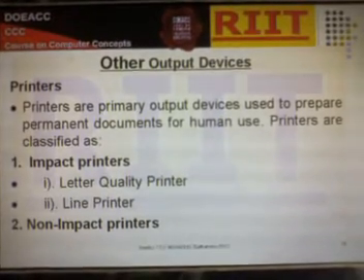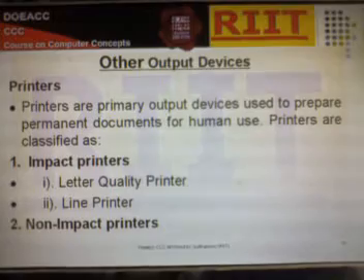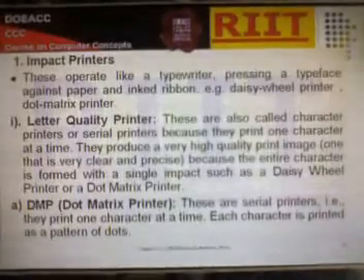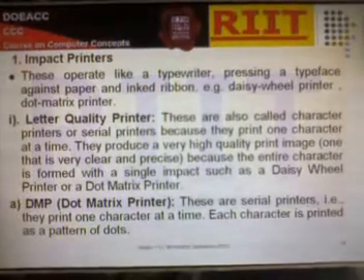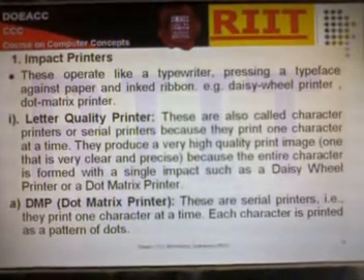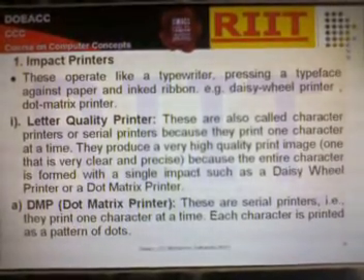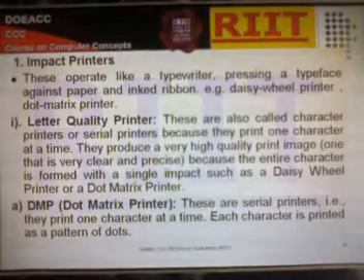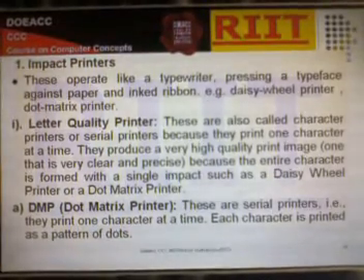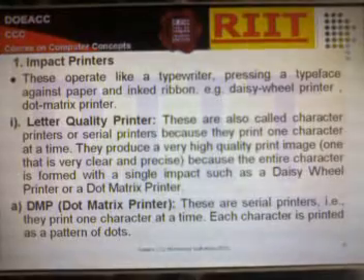Impact printer, there are two types: letter quality printer and the line printer. Impact printers operate like a typewriter, pressing a typeface against paper and an inked ribbon. Examples: daisy wheel printer, dot matrix printer.